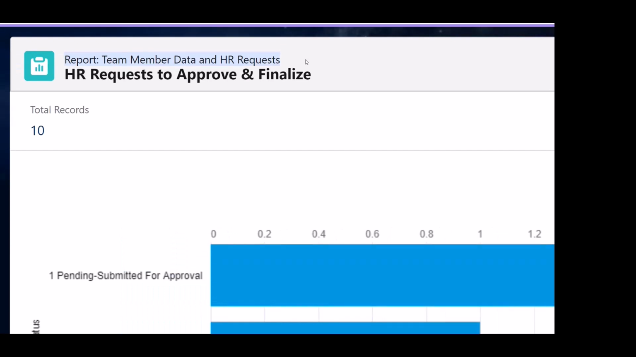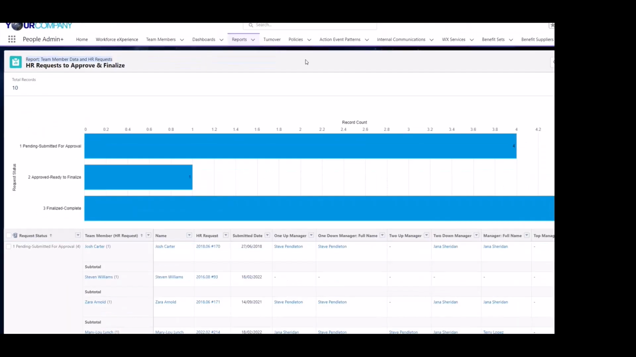Now, that alone might not tell you what objects are in there entirely, but we do know that this one's going to have team member, and that's the important thing because every single WX report is going to have team member in it, and this is also going to tell us about our HR requests.